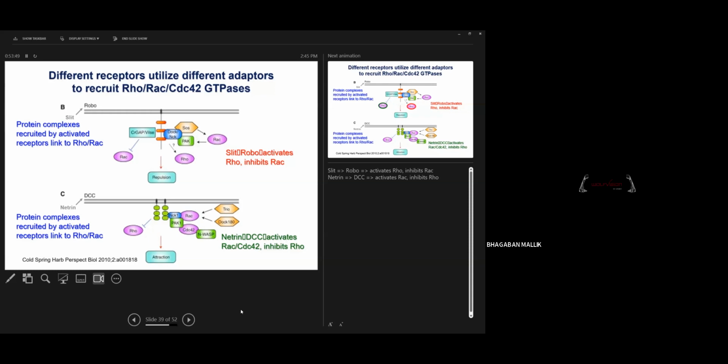So here, the Slit-Robo interaction recruits this set of adapters and acts as a repulsive signal. Then netrin-DCC recruits this set of adapters, which regulate polymerization of the actin. It acts as an attracting molecule, or attractive signal. So different receptors can utilize different adapters to regulate either growth of the growth cone or inhibition of the growth.